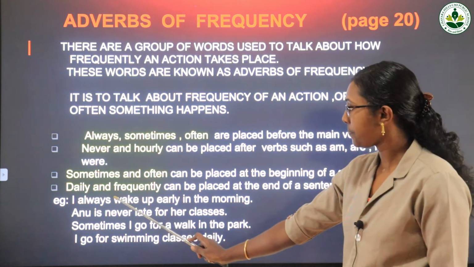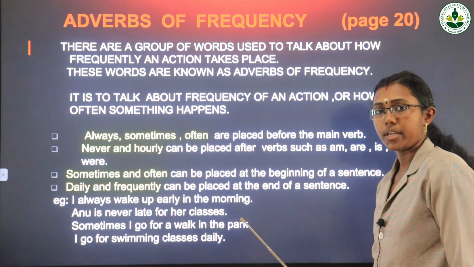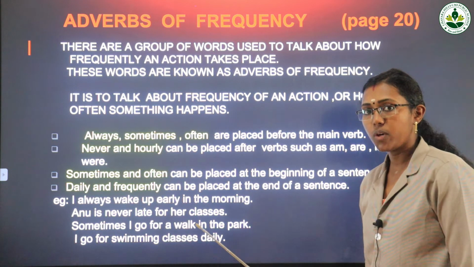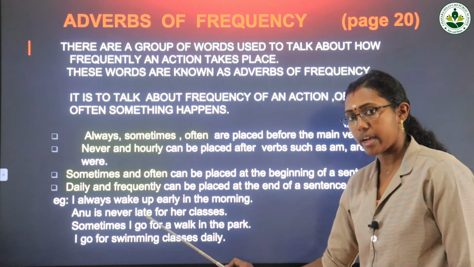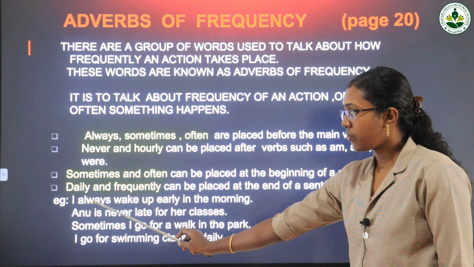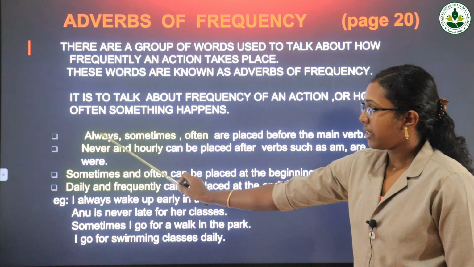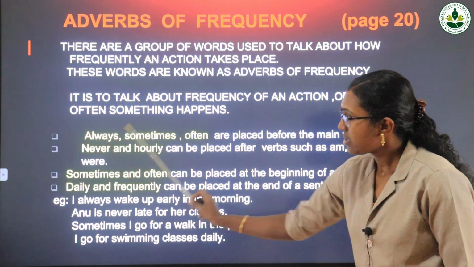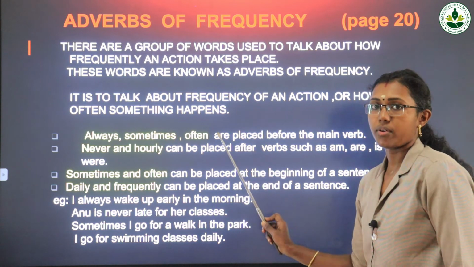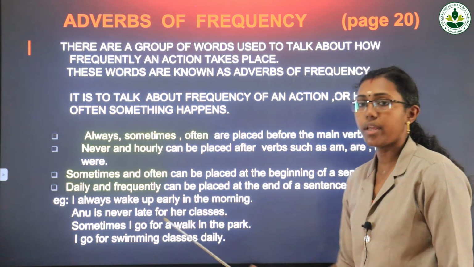See the example: I always wake up early in the morning. See here, what is the main verb? Wake up. This is the action in the sentence, that is the main verb. So we used always before the main verb. Among this group of adverbs of frequency, always or sometimes or often, any one we can use before the main verb.